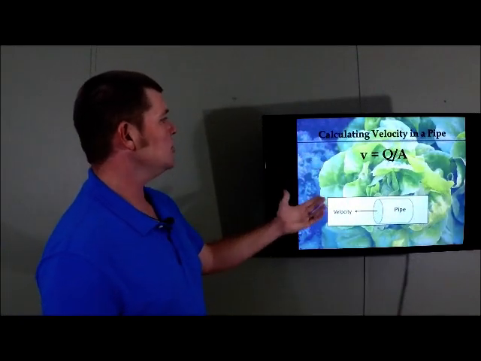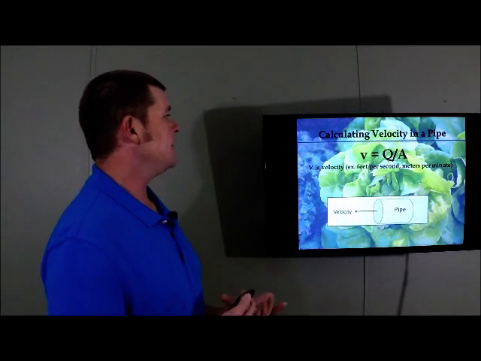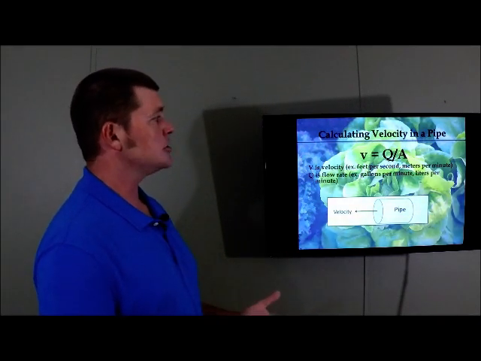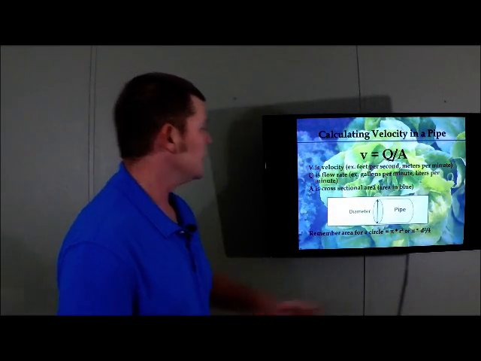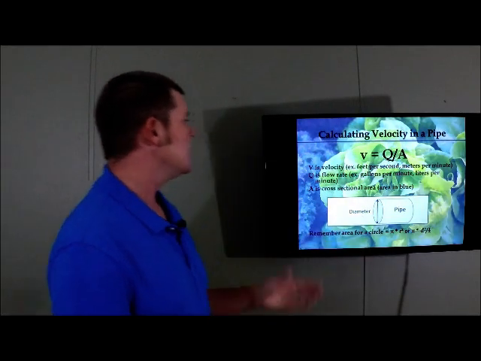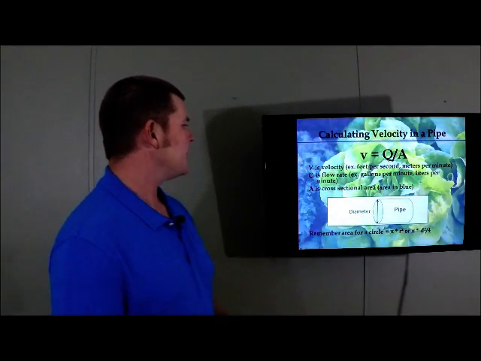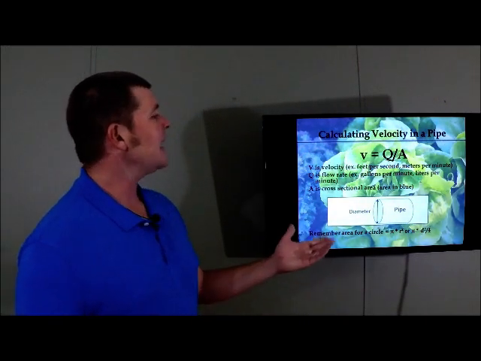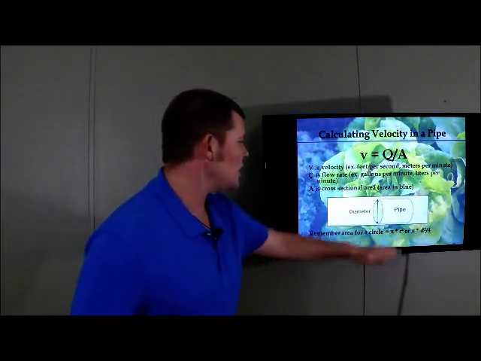So V equals Q over A. V is velocity in feet per second or meters per minute. Q is flow rate in gallons per minute or liters per minute. And A is the cross-sectional area. So this area here, that distance, area in blue. Remember that the area for a circle is pi r squared, or pi times the diameter squared divided by 4. So this is geometry.